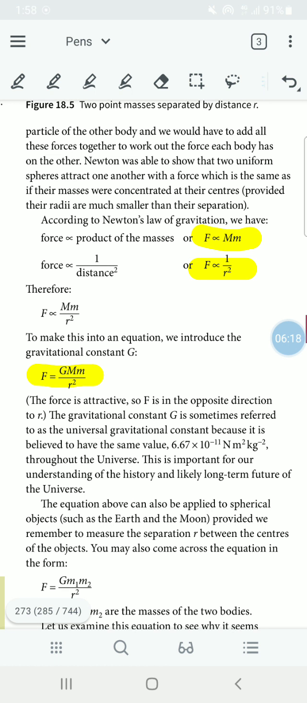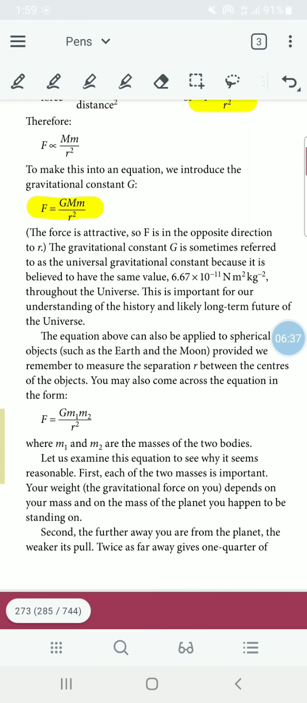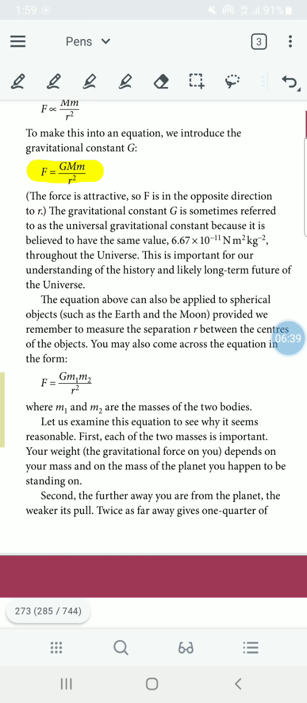The equation above can also be applied to spherical objects such as the Earth and the Moon, because they will also act as point masses, provided we remember to measure the separation r between the centers of the objects, not from surface to surface. You may also come across the equation in the form F equals G m1 m2 divided by r squared. Obviously m1 and m2 refer to two different objects. Let us examine this equation to see why it seems reasonable. First, each of the two masses is important.